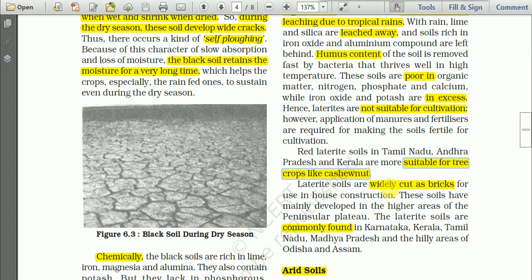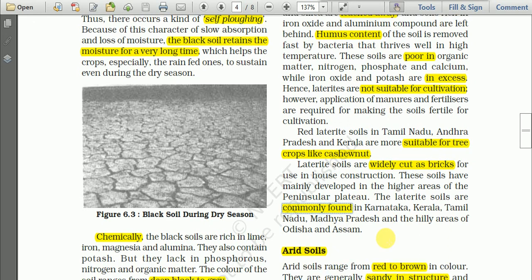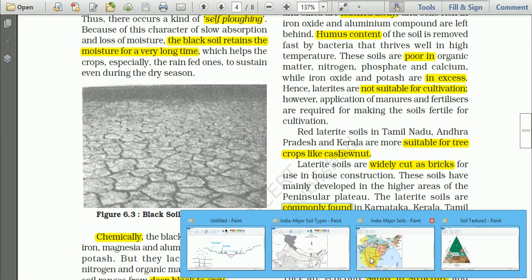Laterite soils are widely cut as bricks for the use of house construction, and these soils have mainly developed in the higher areas of Peninsula Plateau. The laterite soils are commonly found in Karnataka, Kerala, Tamil Nadu, Madhya Pradesh, and the hilly areas of Odisha and Assam. So let us see this map again.